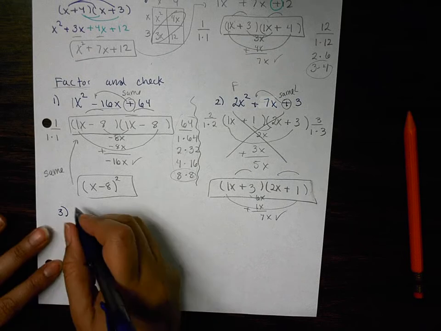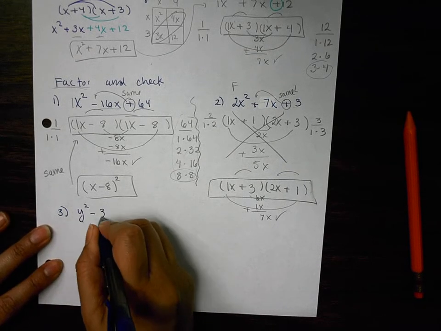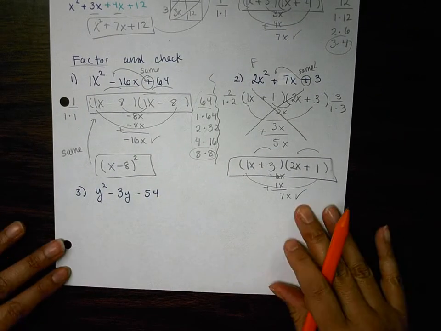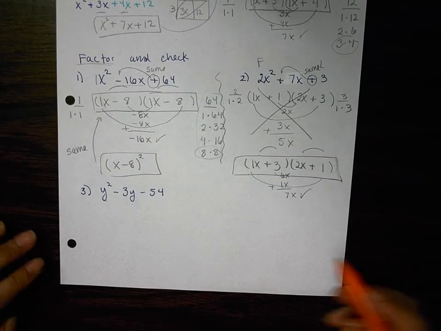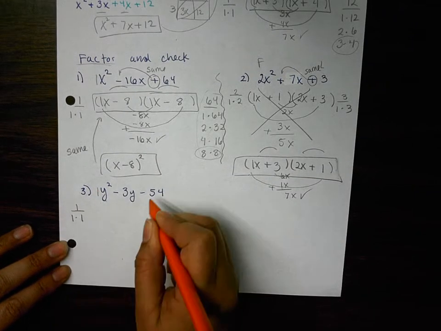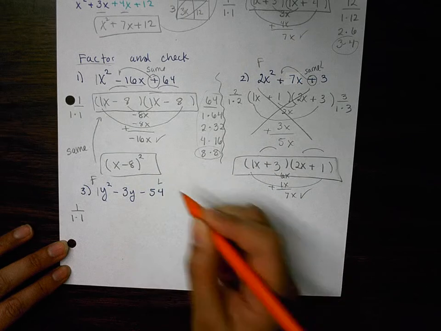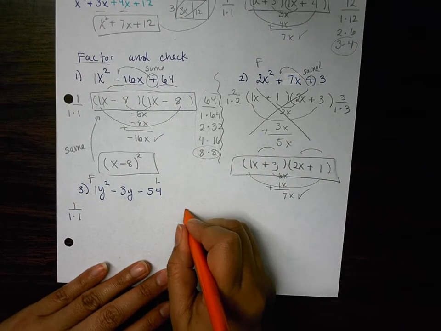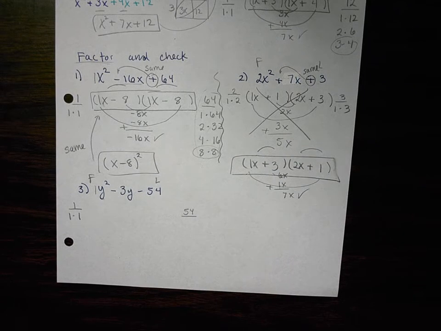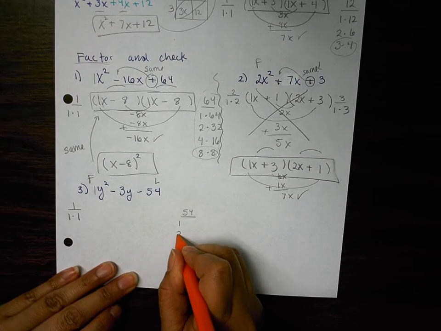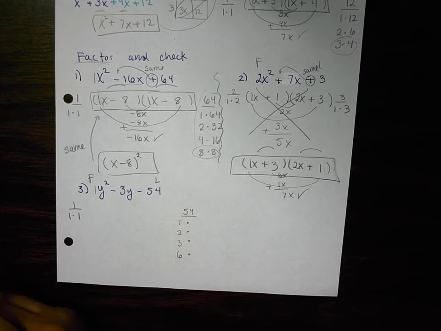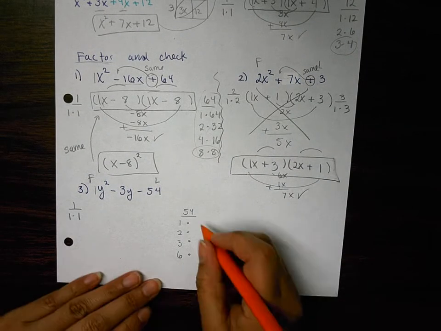Okay, number 3. Y squared minus 3y minus 54. Now, this leading coefficient I cannot see. What is it? Is that the easy one? 1 and 1. What's my last? This is my first. What's my last coefficient? 54. I'm going to ignore the negative for now and just list the factors. There are 1, 2, 3, 4 sets. There's 1, 2, 3, and 6 that all go into 54.